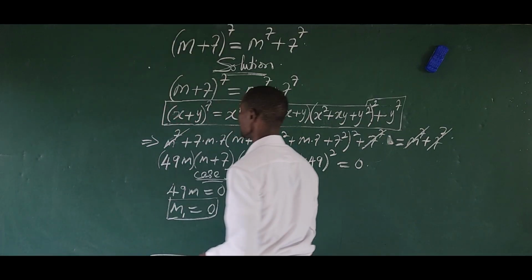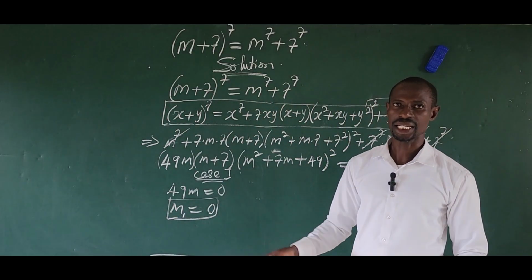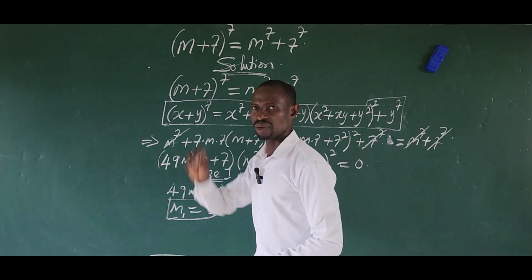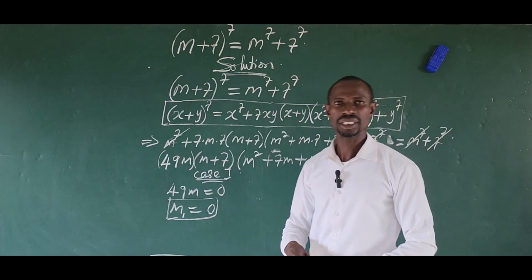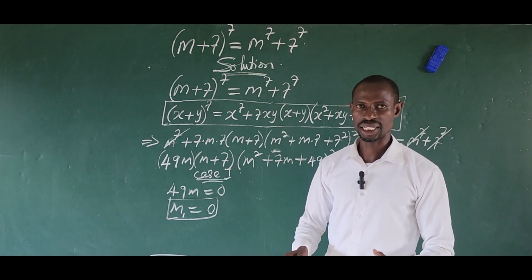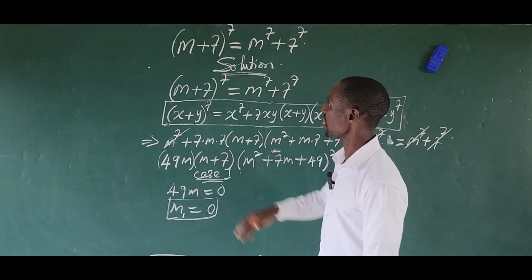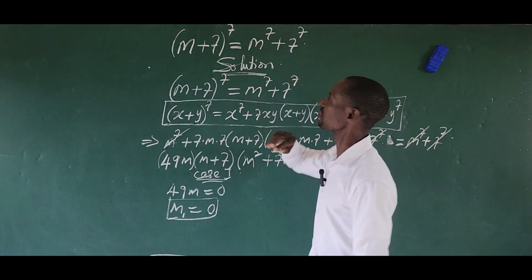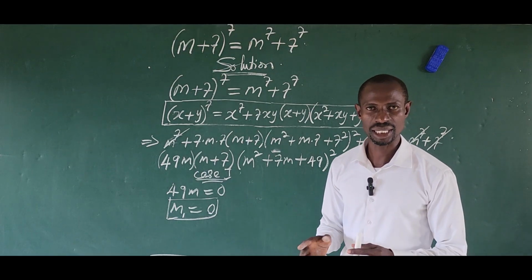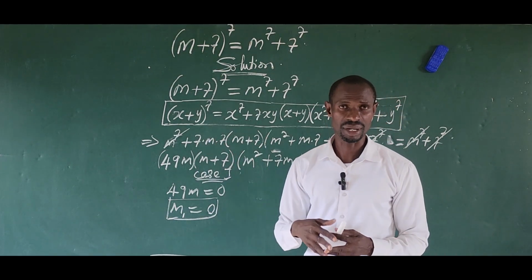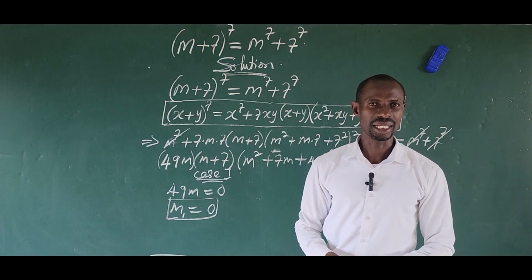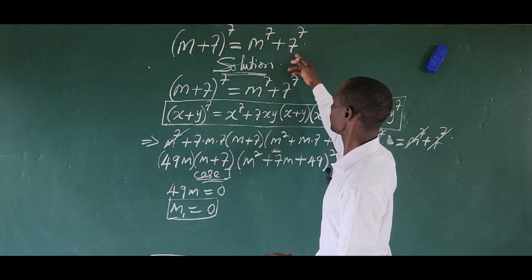Does it satisfy the original equation? Let's check if it will actually satisfy the original equation. From here, we have 0 plus 7, raised to the power of 7, that will give us 7 to the power of 7. Then if we come to the other side, we have 0 to the power of 7, that will give us 0, because 0 raised to any number is 0, except 0 and iota. Then we have here 7 to the power of 7.